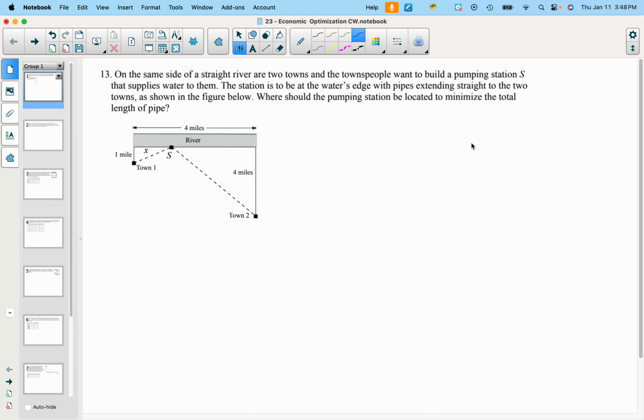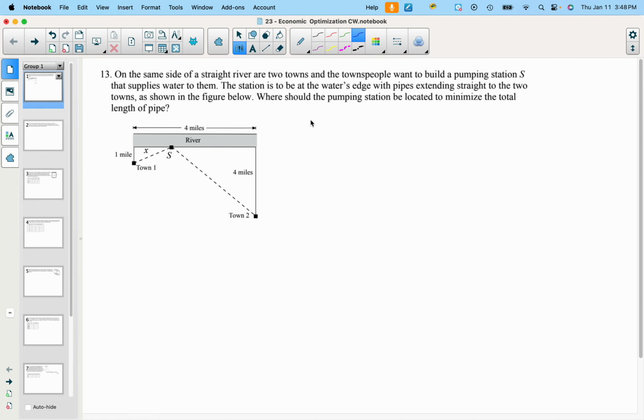Before we start the new packet, I would like you to turn to page 142 in your last packet, just the optimization. I want to do number 13. You are going to have something similar to this on your assignment from the economic packet, so I want to make sure we go over something like this.